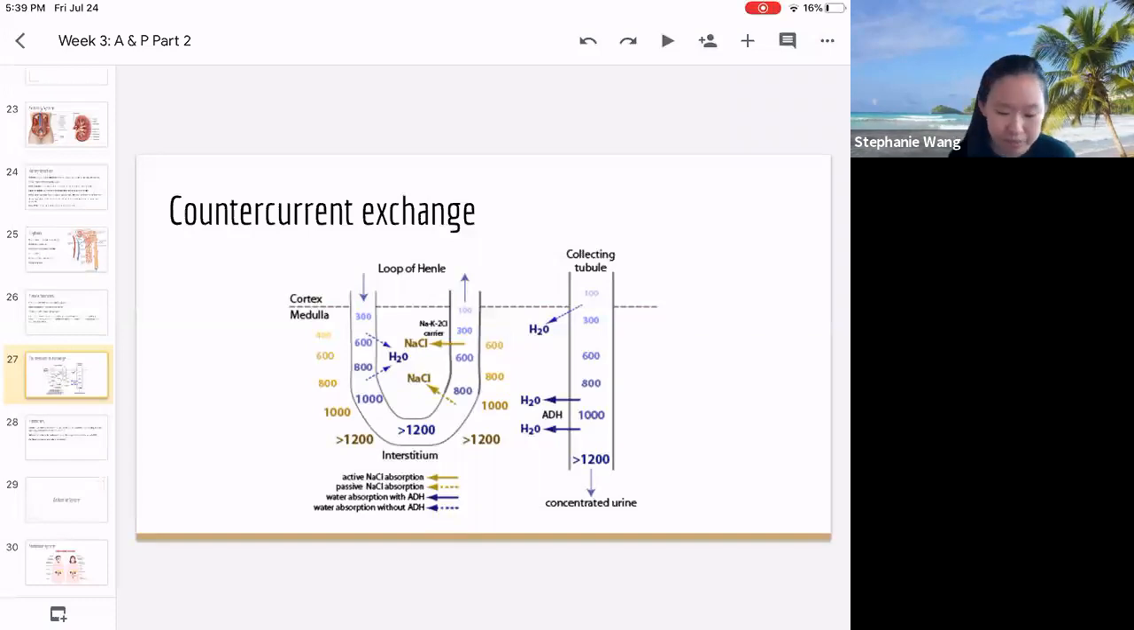Okay, let's talk about the countercurrent exchange system. Basically, this is a way for your kidney to regulate pH and ion concentration. As you can see, as it goes down the loop of Henle, the amount of ions in the, this might be kind of hard to explain, but the water, hold on.